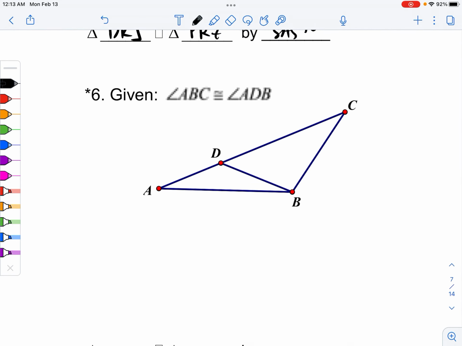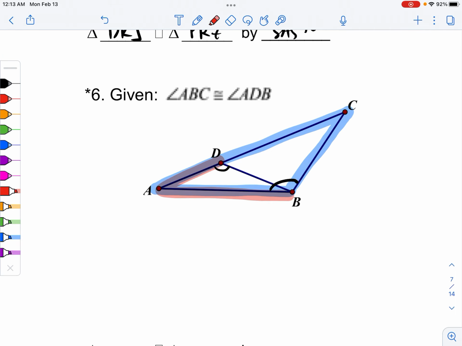If you look closely, it says ABC, which is the big triangle. The angle ABC, which is this bottom right angle, is congruent to ADB. Now this is a little bit strange because we do have two triangles here.